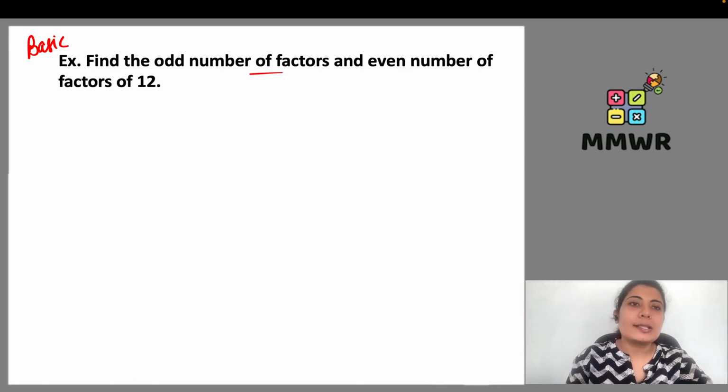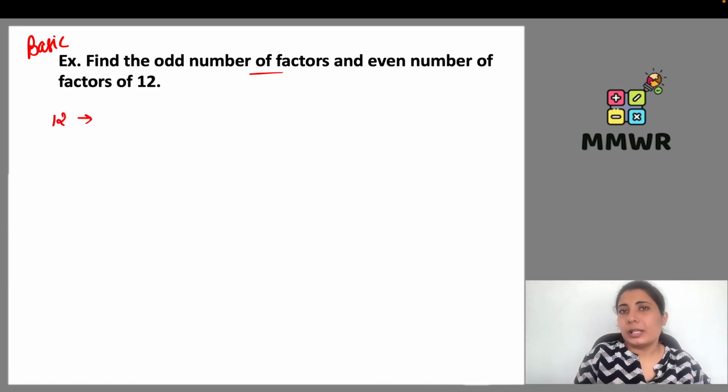आपको बताना नहीं है कि 12 के कौन कौन से फैक्टर ऑड हैं. You only have to give the count, that 3 factors are odd, or whatsoever are even. So we know how to list out the factors of 12. 12 के factors की list में होता है 1, 2, 3, 4, 6, 12. Only 6 factors are there. So total number of factors तो हमको पता है कि 6 होते हैं इसके.